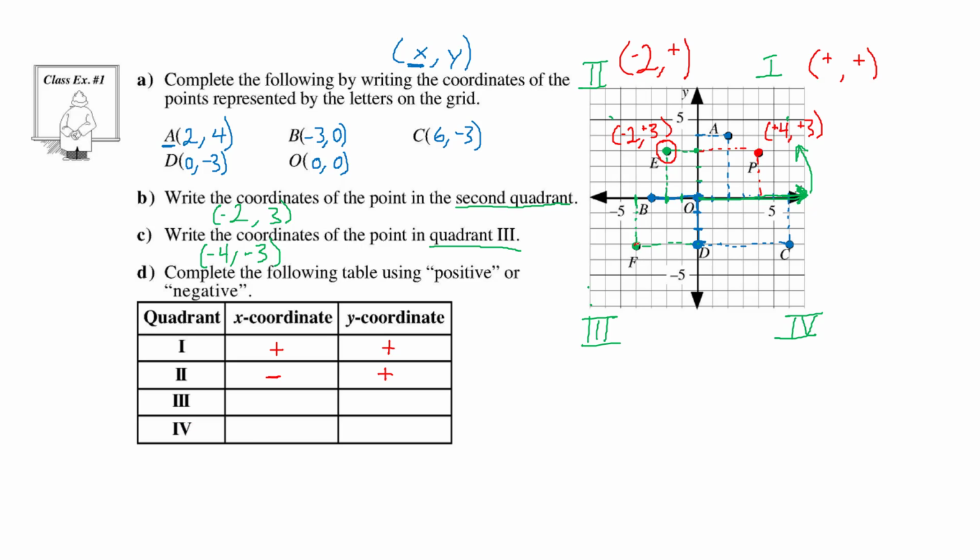Quadrant 3, like we have with F here, you'll notice both points were negative. Quadrant 3, both the x and y will be negative. And finally, for quadrant 4, like we have with point C right here, we've got a positive x term and a negative y term.